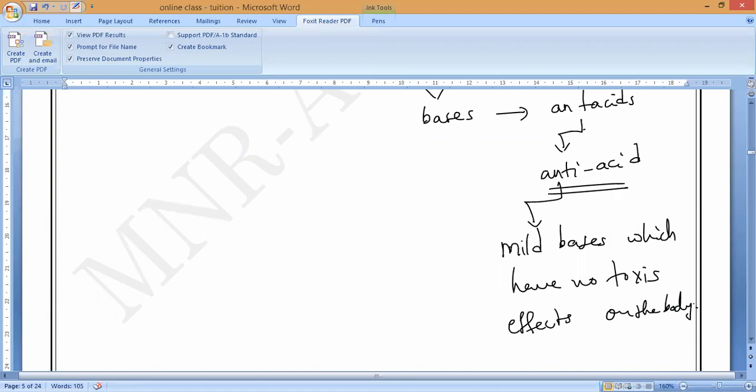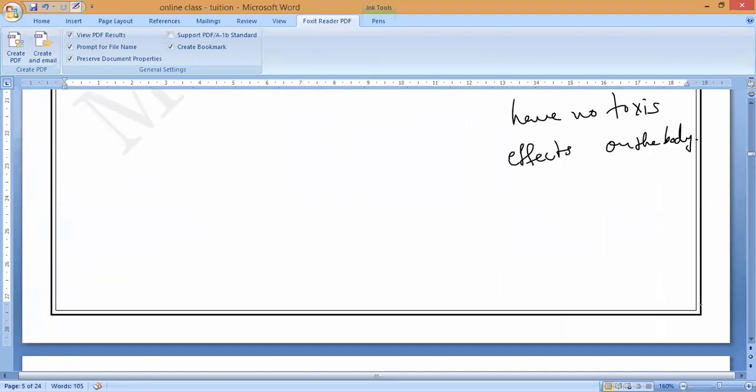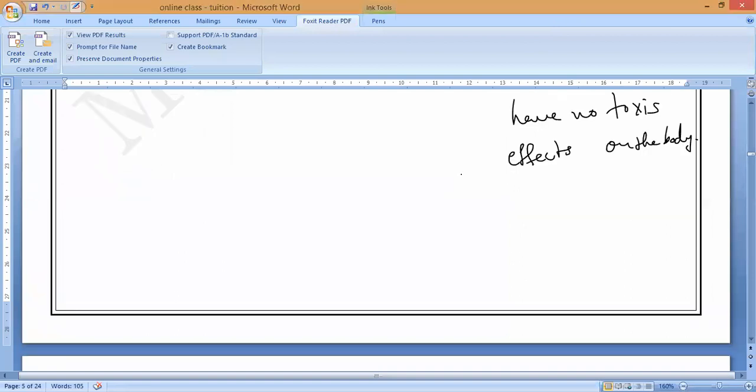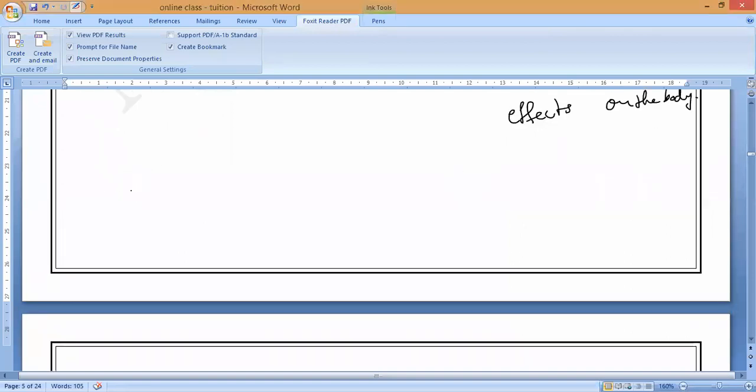Now, being basic in nature, antacids react with the acid in the stomach. And what will happen in the reaction? Acid plus base will react and make salt and water. It neutralizes the acid. That is what you have to remember.